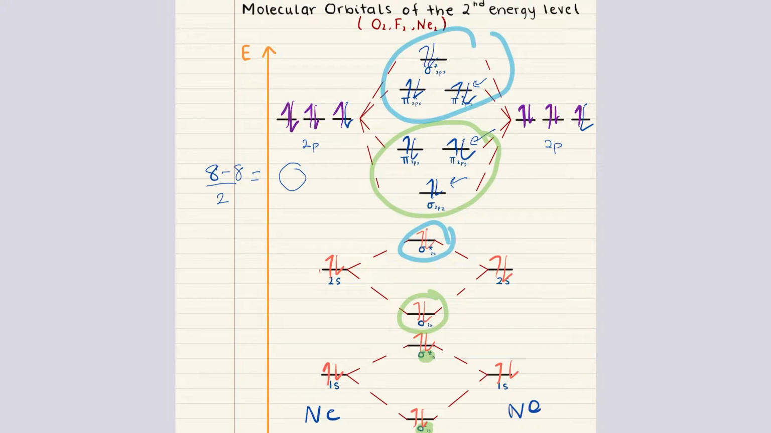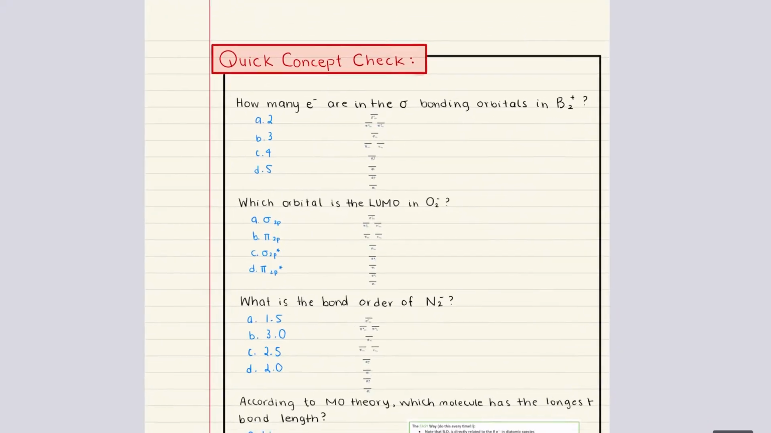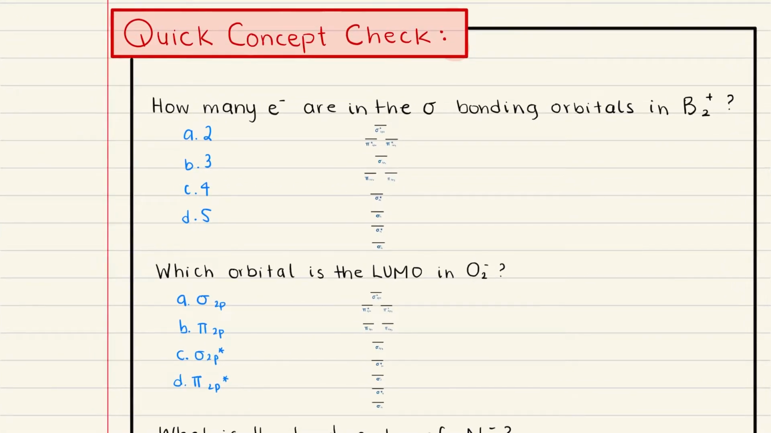We're going to see how to approach these kinds of situations by tackling a couple of practice problems on this last page of our lecture. This first problem says, how many electrons are in the sigma bonding orbitals in di-boron? But boron here has a positive charge. It's a cation. It has lost one electron.